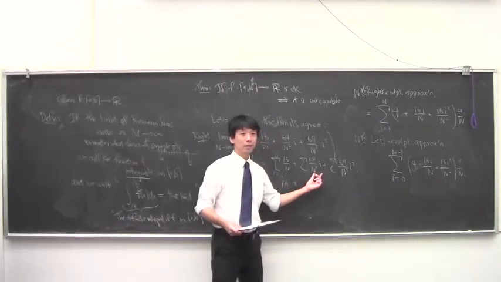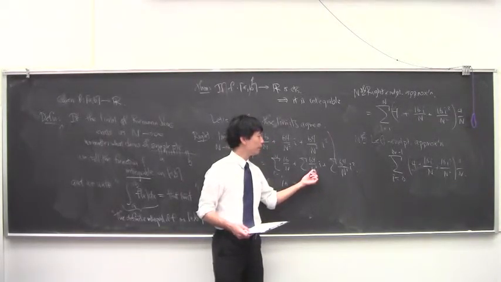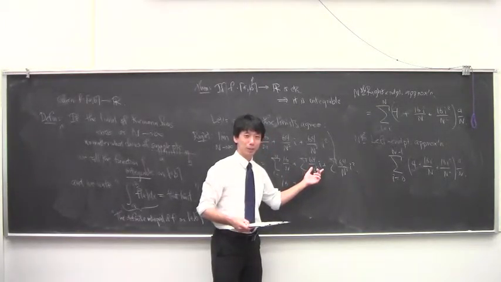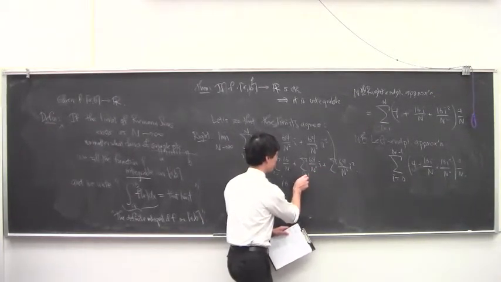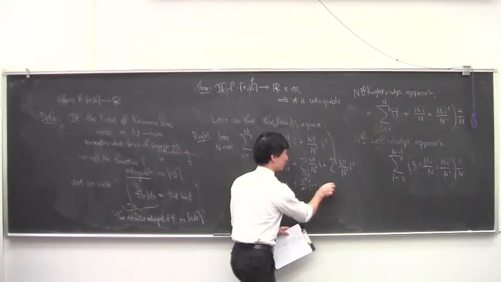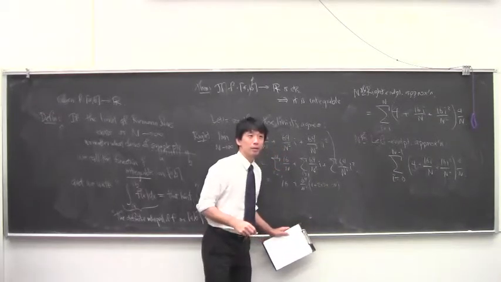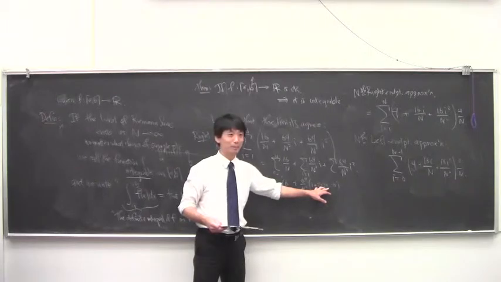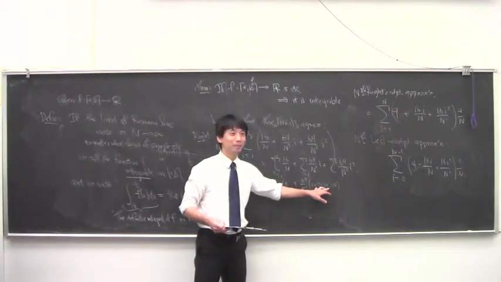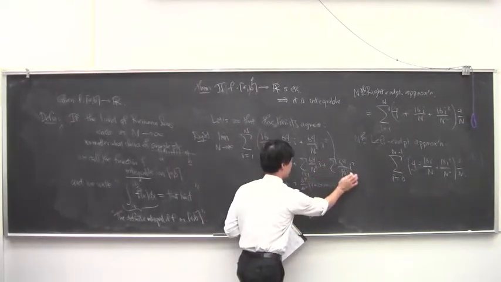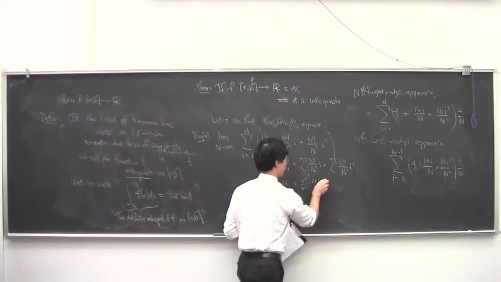Now for this one, I have 64 over n squared times 1 plus 64 over n squared times 2 plus 64 over n squared times 3, etc., up to n. So I've got 64 over n squared times the sum of 1 plus 2 plus 3, up to n. Well, what's that? Anyone remember? n times n plus 1 over 2. Very good. n times n plus 1 over 2.